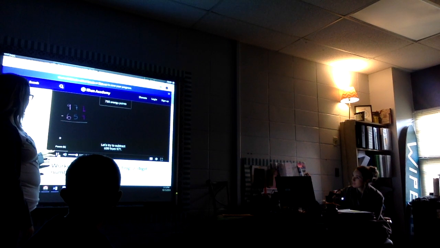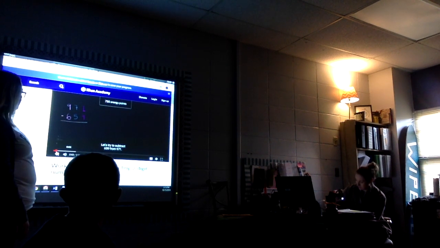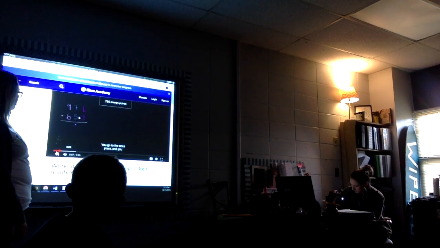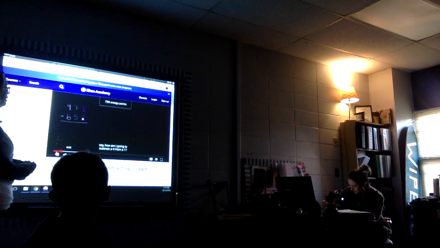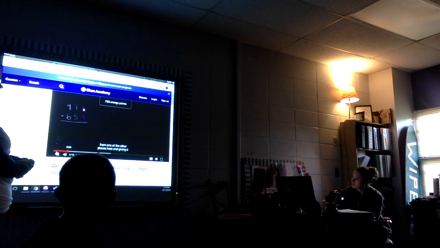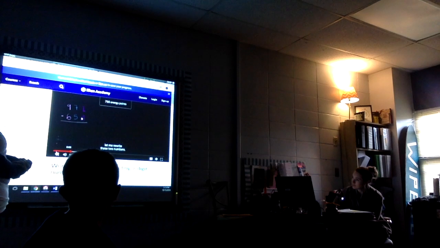Let's try to subtract 659 from 971. And as soon as you start trying to do it, you face a problem. You go to the ones place and you say, how am I going to subtract a 9 from a 1? And the answer lies in regrouping, taking value from one of the other places here and giving it to the ones place. And to understand that a little bit better, let me rewrite these two numbers.